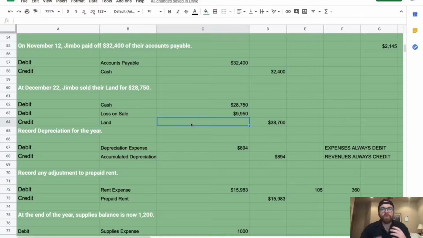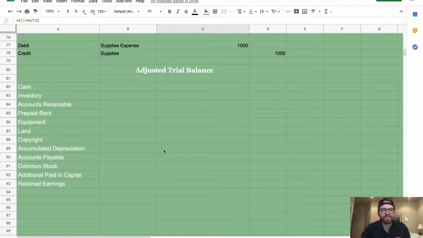Now, let's go ahead and jump back in to the adjusted trial balance and we'll finish up. Okay, so now let's go into the adjusted trial balance, the last leg of the race here.